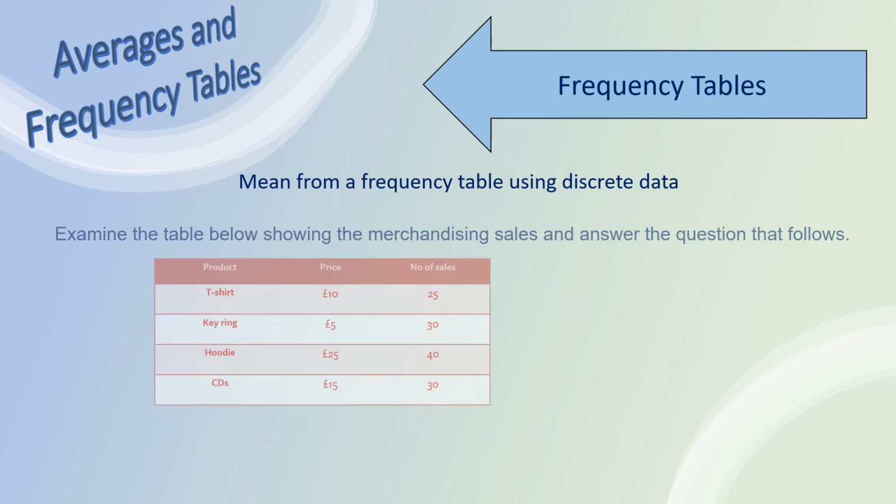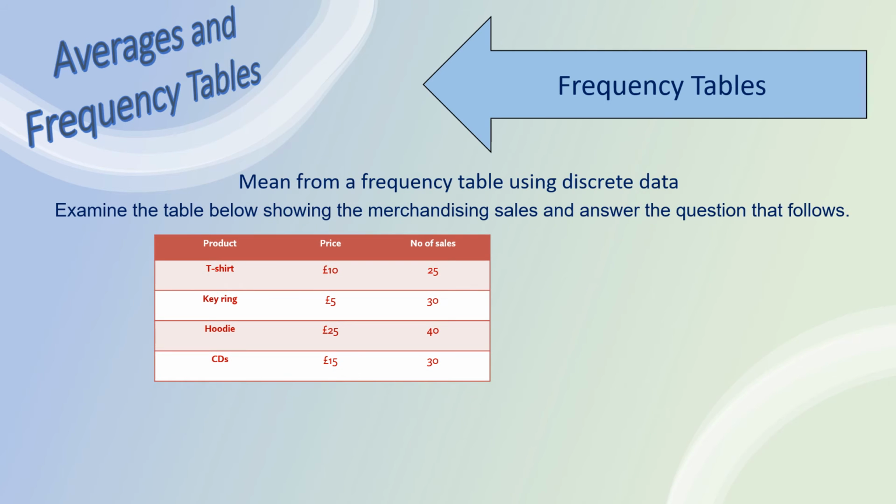All right, so what is discrete data? Well, examine the table below showing the merchandise and sales and answer the question that follows. Before we put the question up, if you look at this column here, this is known as the X column, right? And this column here is known as the F column. X is just your cost, your price, your number, whatever. But the F is the frequency column.